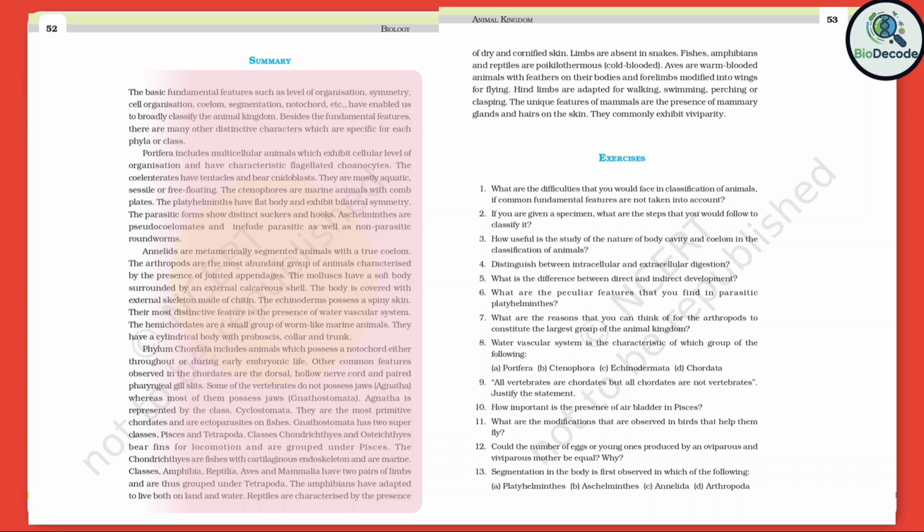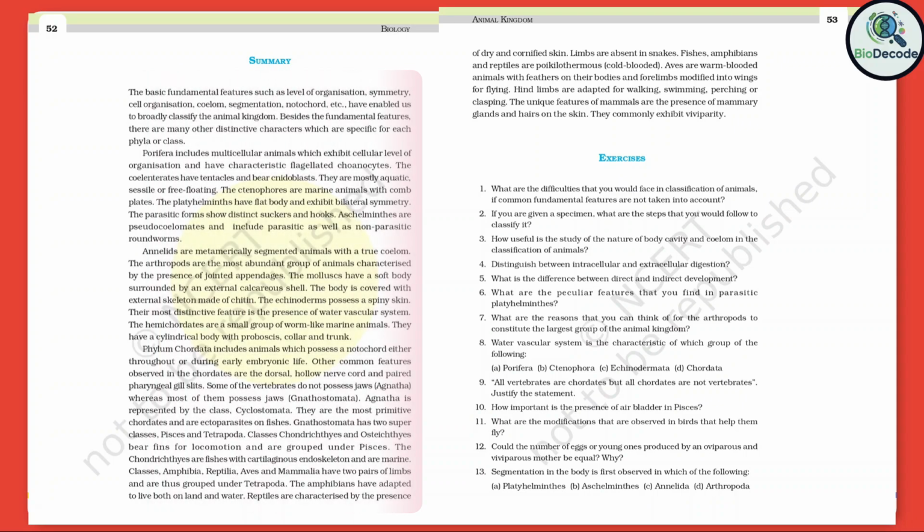The amphibians have adapted to live both on land and water. Reptiles are characterized by the presence of dry and cornified skin. Limbs are absent in snakes. Fishes, amphibians, and reptiles are poikilothermous, cold-blooded.